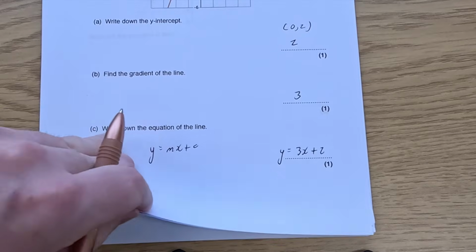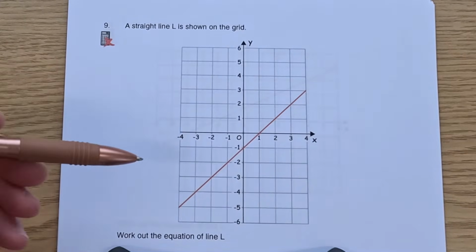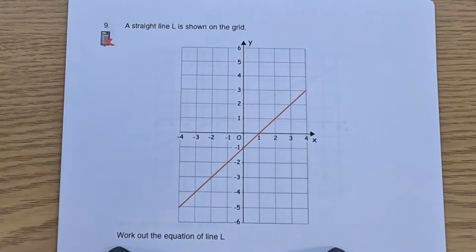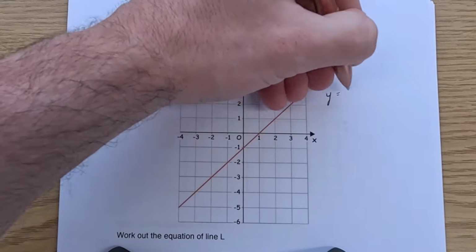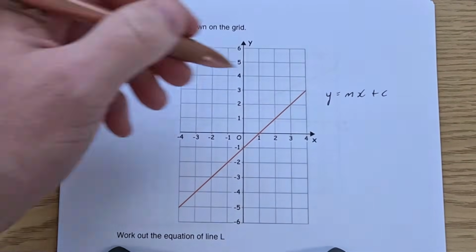Okay, let's look at our next question, question number 9. We've got this straight line drawn on the grid and we've been asked to write down the equation of that line. To find the equation of the line, it's going to be the form y equals mx plus c, and we need to find the gradient and the y-intercept. So let's start off with the gradient.